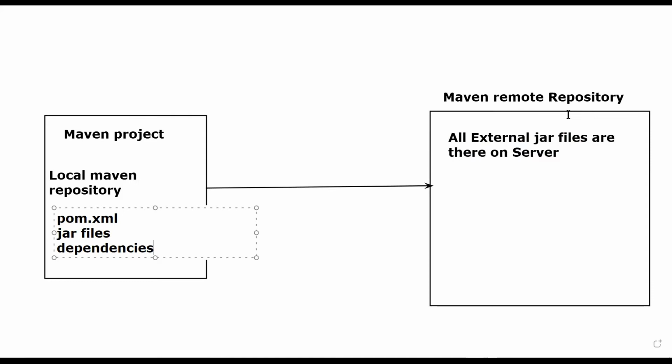If I want to speak with you, I will be using a common language that you can understand and I can understand. Same way, the local repository is going to speak in the language which the Maven remote repository understands. And that language is in the form of specifying the dependencies. So this is the benefit of using a Maven project. Not only that you can directly access the remote repository, there is another advantage of Maven also.